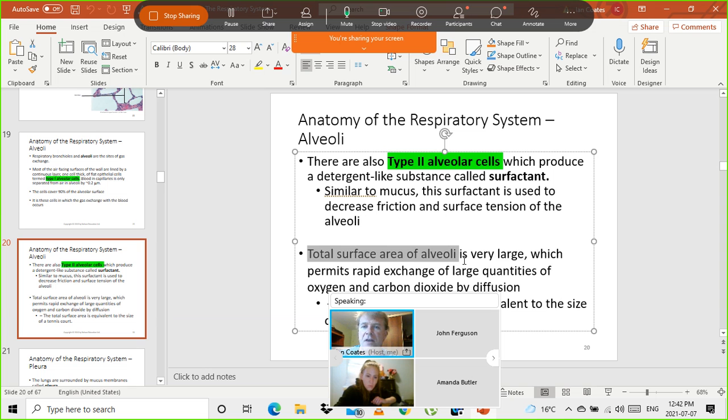The total surface of the alveoli is very large. You'll see this again when we talk about the small intestine. Your body is a master at taking a small space and making it enormous. If you take your lungs and flatten them out, all the surface area available within your lungs would equal an entire tennis court. That's how much air we are capable of breathing. It's amazing. And the small intestine is the same when we get there later today.